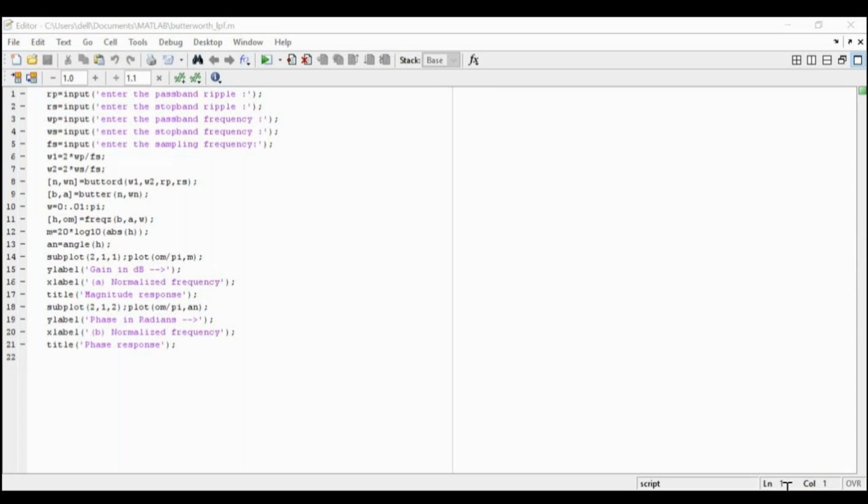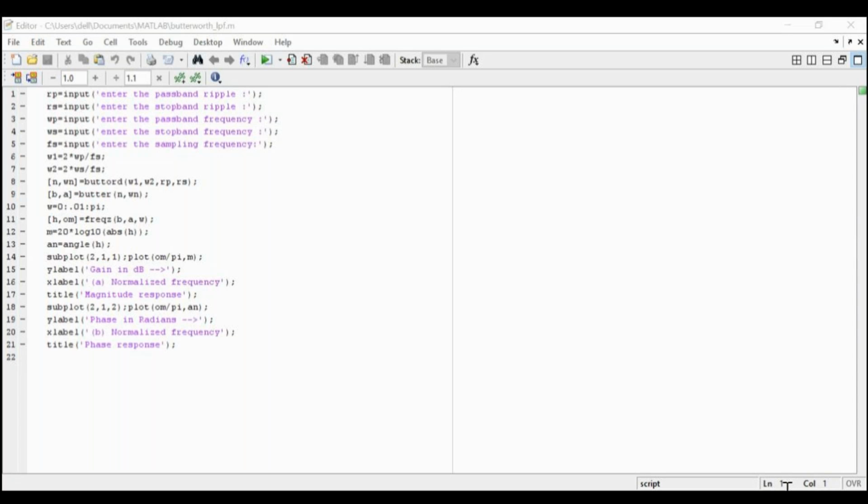ABS of H returns the root of a square plus b square, whereas 20 log 10 gives the gain in dB. After calculating the magnitude and gain, you use the angle command to calculate the phase angle for every a plus jb representation. Then comes subplot of 211.